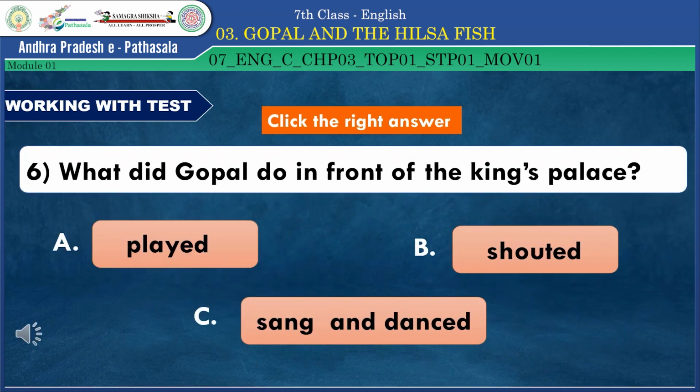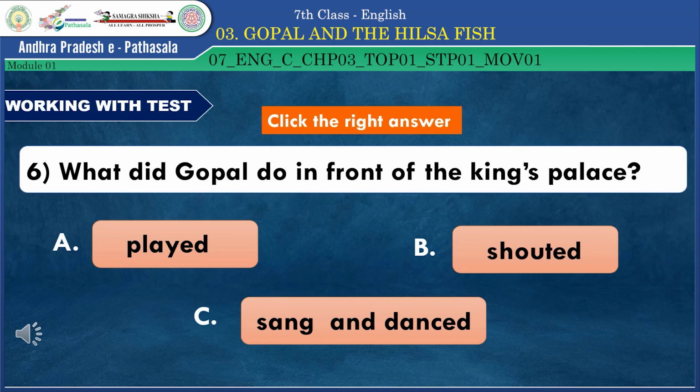Question number 6. What did Gopal do in front of the king's palace? Option A, played. Option B, shouted. Option C, sang and danced. Click the right answer. If you are wrong, try again. Good job.